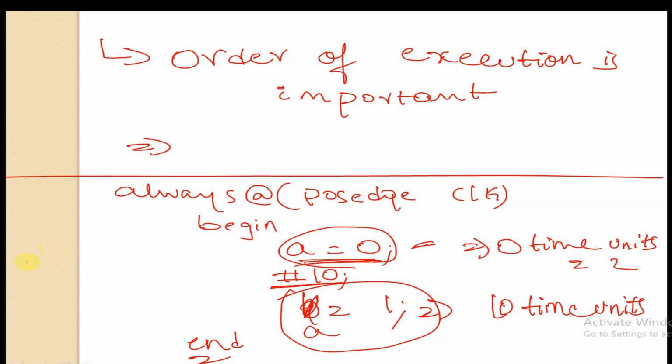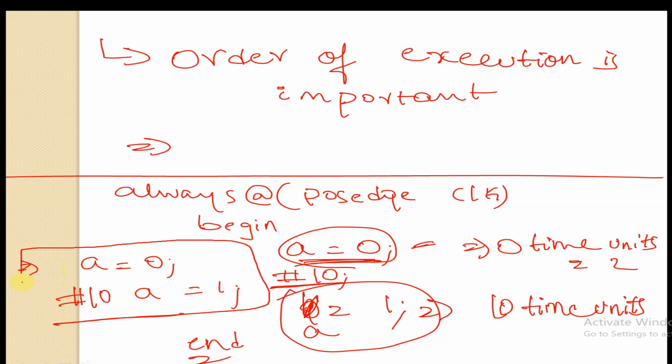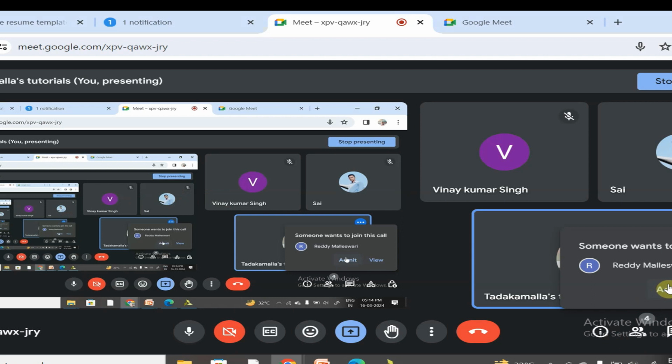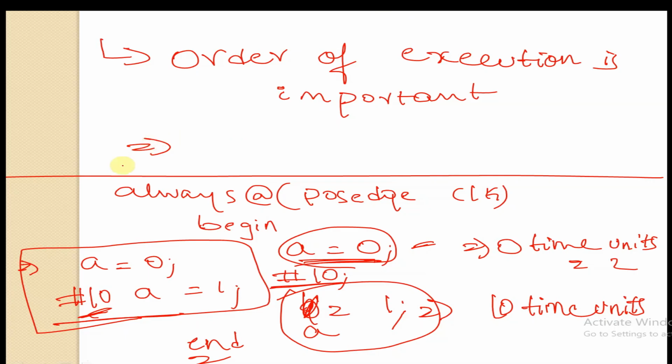Here I am giving a delay, or else I can write this as a is equal to 0, hash 10, a is equal to 1. Like this also I can write it. So after 10 time units, the value of a is getting changed. After statement 1 is executed, only then statement 2 will be executing. So the blocking statements will block the execution of subsequent statements. In the case of blocking statements, order is very important.